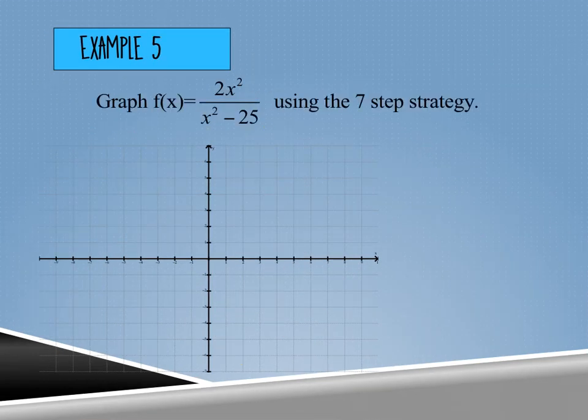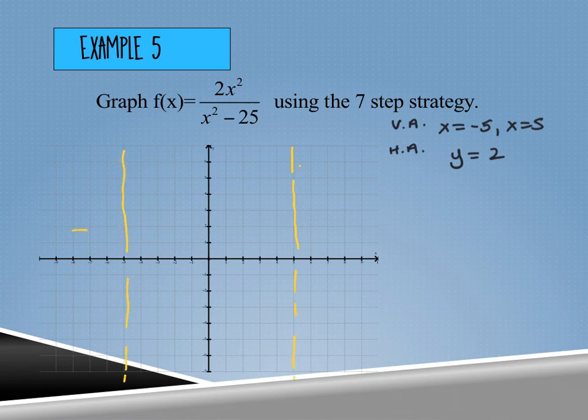Okay, we're going to do one more, and then I think we're at the stop. This says graph f of x equals 2x squared over x squared minus 25. So what are my vertical asymptotes? Good. This time I've got 2. X equals negative 5 and x equals positive 5. What's my horizontal asymptote? Y equals 2. Same exponent in the top and the bottom, so leading coefficient. So now I've got this, this, this.